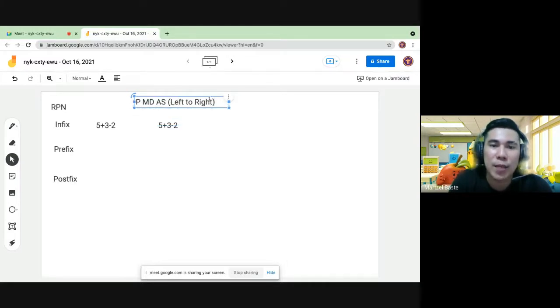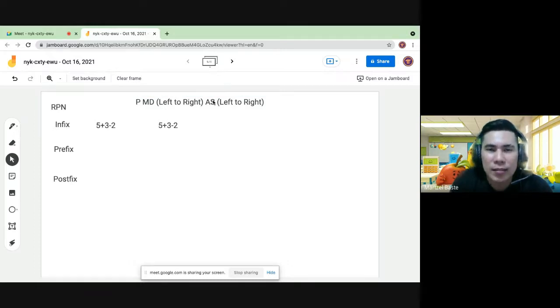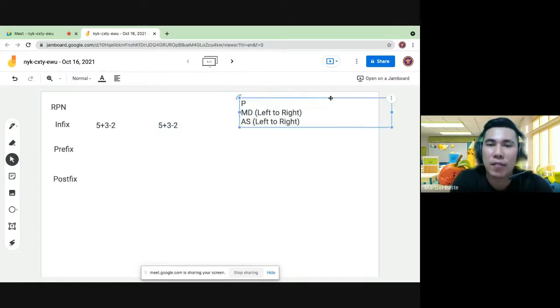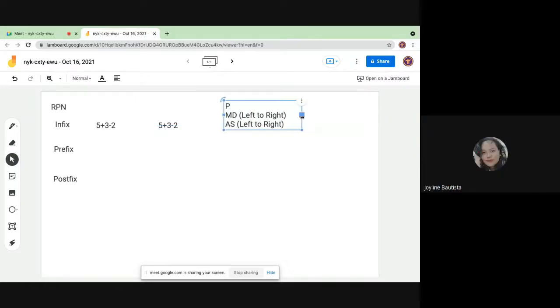Okay? So the same with addition, multiplication and division. So for addition and subtraction, it is left to right, if ever it is mixed.